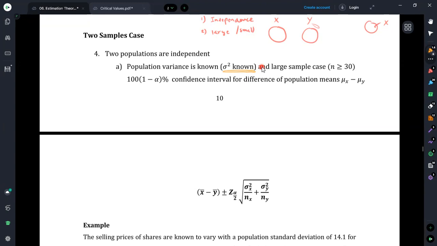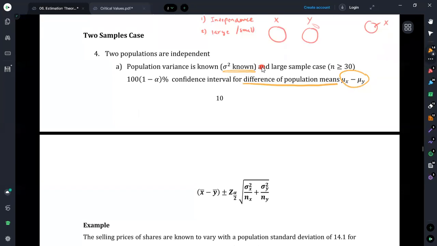Then if you are going to construct the 100(1 minus alpha) percent confidence interval for the difference of the population means, here rather than constructing a confidence interval for a population mean, we are constructing the confidence interval for the difference of the population means. Here we can write it as mu x minus mu y. We can obtain it as x bar minus y bar plus or minus z alpha over 2 into square root of sigma squared x over nx plus sigma squared y over ny.